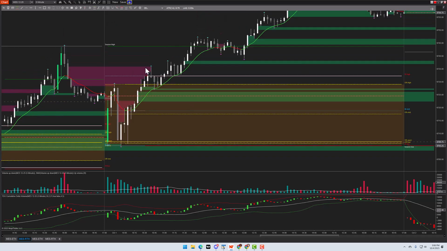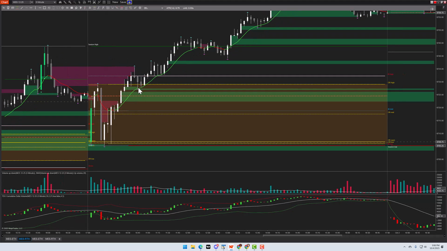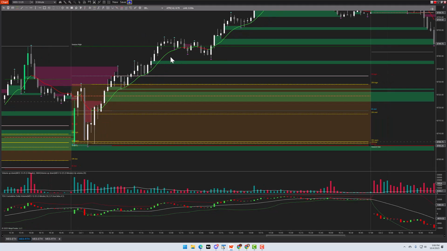So again, careful of that. It's just continuing this because it didn't break it. But coming back here, swing up. Now here's a little retrace as we go here. Again, these are opportunities you want to look for.